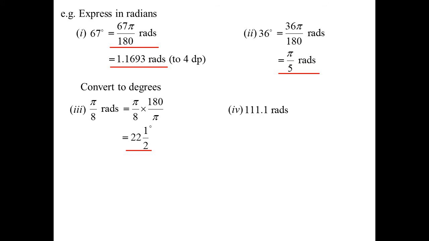You don't have to have pi in it. Remember, pi is just an irrational number. So 111.1 radians, again, multiply by 180 divided by pi, and we end up with quite a lot of degrees, 6,365.6 degrees. Because the thing is, 1 radian is so much bigger than 1 degree.